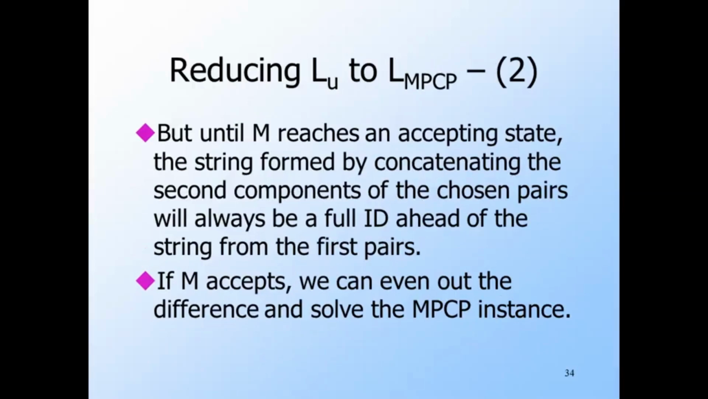However, until M enters an accepting state, when we look at the two strings of the partial solution, one formed from the first strings of the indexed pairs and the second from the second strings of the indexed pairs, the second string will always be a full ID ahead of the first string. Only if M accepts will we be able to choose pairs that make the first string grow faster than the second and eventually make the two strings become identical.